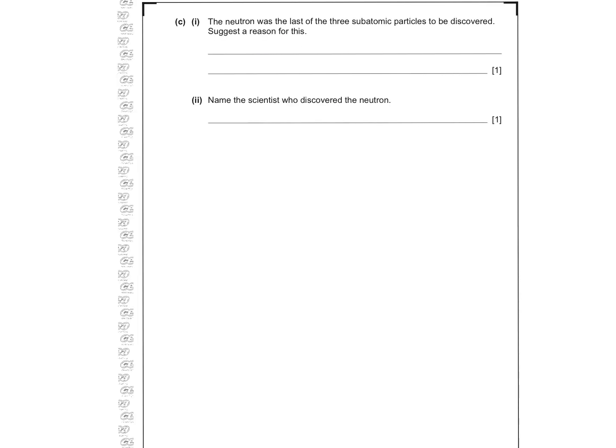See part 1. The neutron was the last of the subatomic particles to be discovered. Suggest a reason. Well, it has no charge. And the scientist who discovered the neutron was Chadwick. You don't need to put in James there. Chadwick is fine.